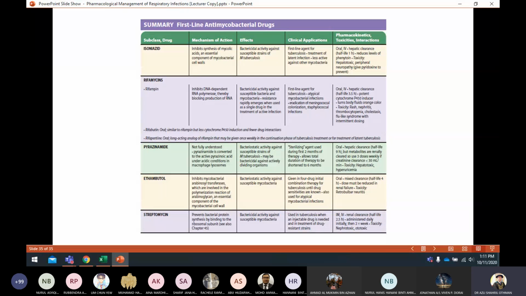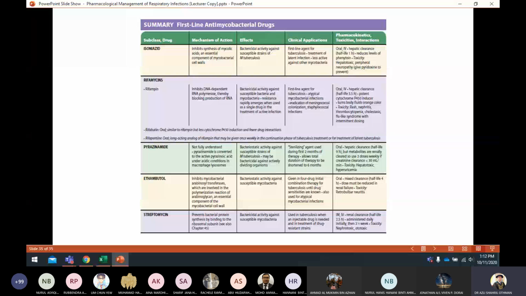So remember, isoniazid is inhibition of the mycobacterial cell wall via synthesis of mycolic acid. Rifampicin is inhibition of DNA dependent RNA polymerase. Pyrazinamide is technically a prodrug, which requires conversion into pyrazinoic acid, but after that, the mechanism is a little bit more controversial. And for ethambutol, when you answer the mechanism of action, you have to mention the arabinosyl transferases.